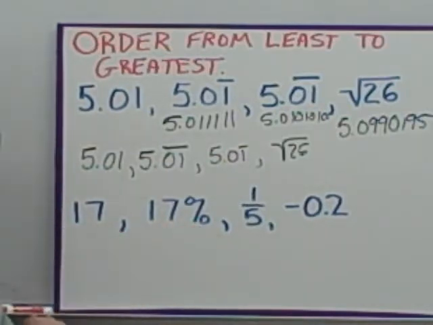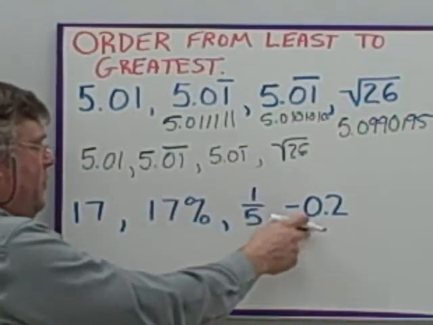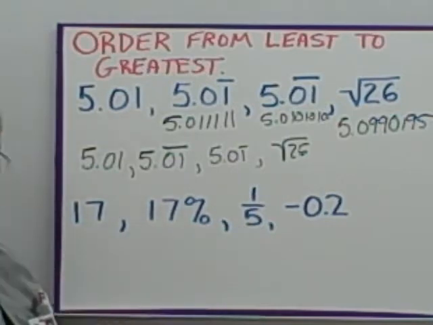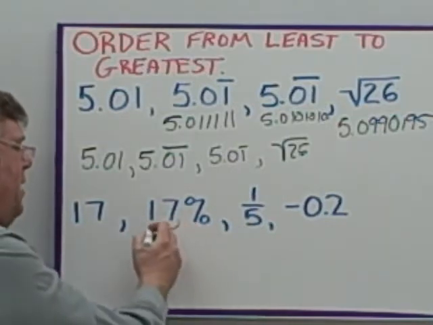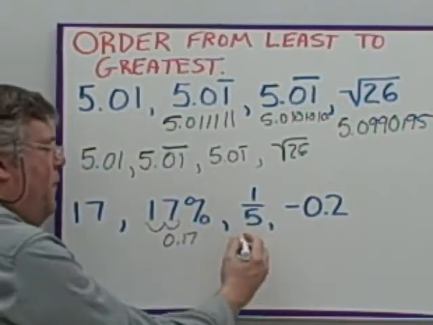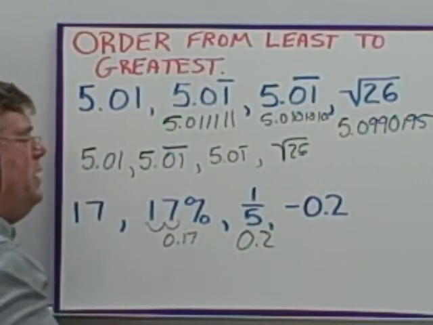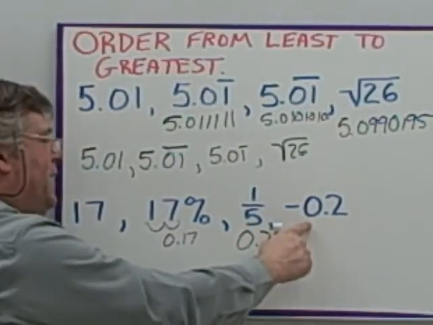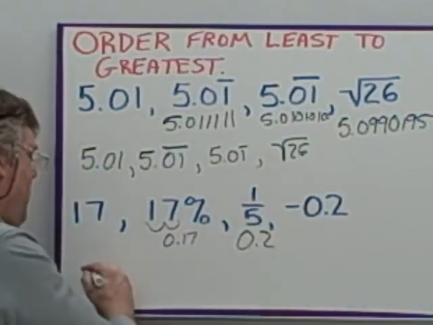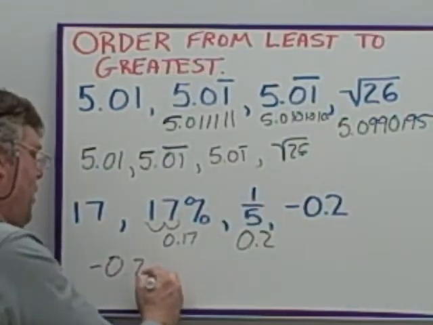All right, down here we need to convert. Now this is already in decimal form, this is in decimal form, these two are not. 17%, to convert the percent to a decimal, we said we need to divide by 100. So that's going to get 0.17. 1/5, as we said earlier, is going to be 0.2. Negatives are always going to be less than any positive value. So the negative 0.02 is definitely our smallest.